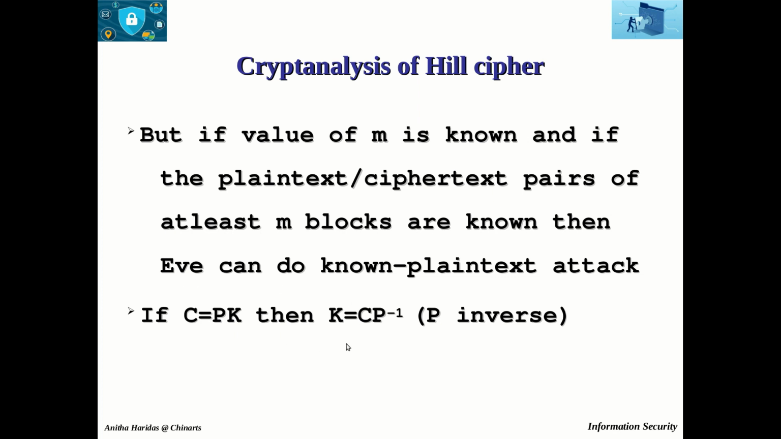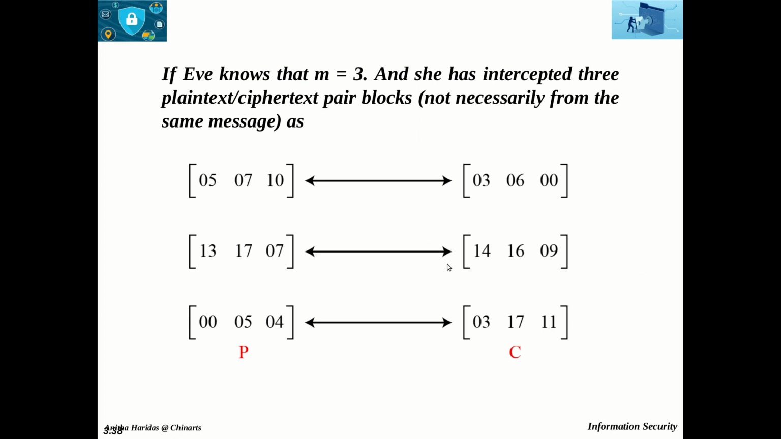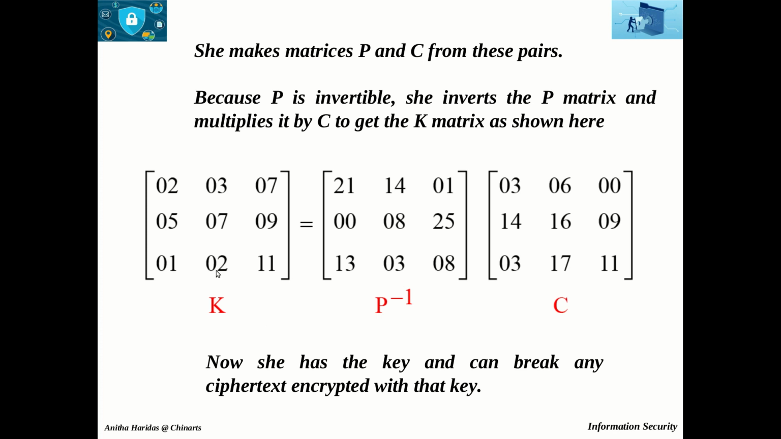So this is possible if the value of m is known and some plain text and ciphertext pairs are available to the attacker. Here is an example of how the Hill cipher can be attacked using a known plain text attack. If Eve knows that m is equal to 3 and she has got plain text and ciphertext block pairs like this, these are the pairs she has got and the m value she guessed as 3. Then she can get the key value by multiplying C with the P inverse.